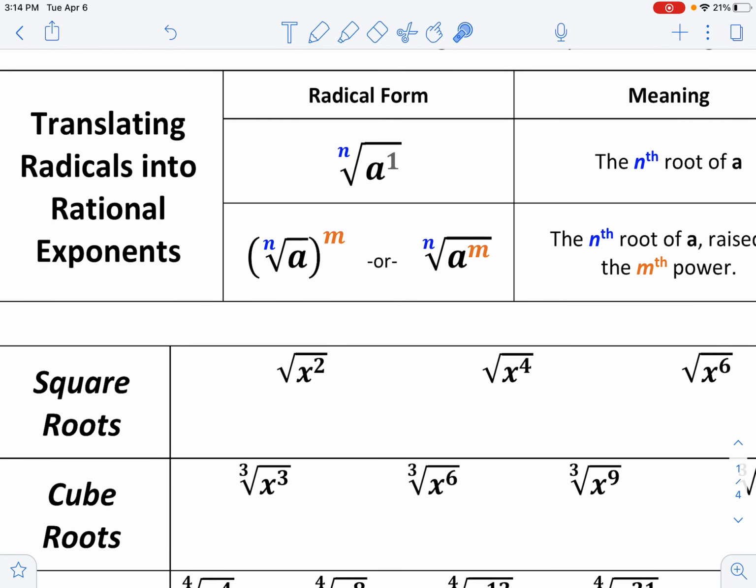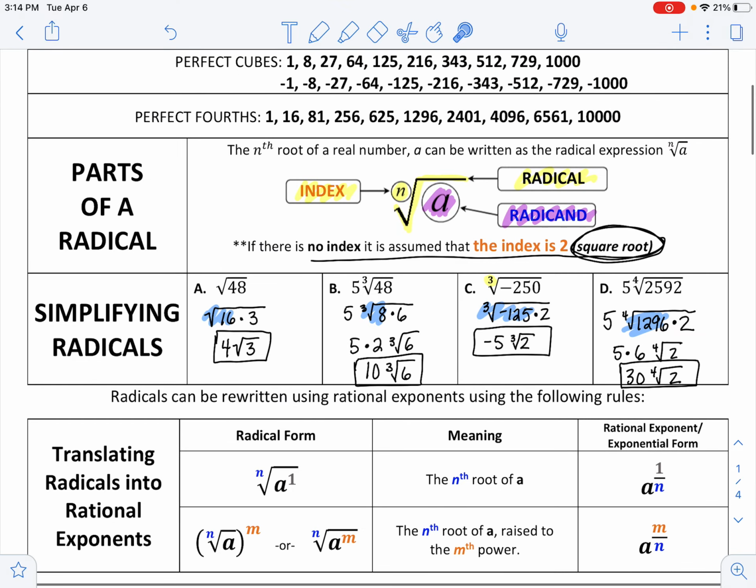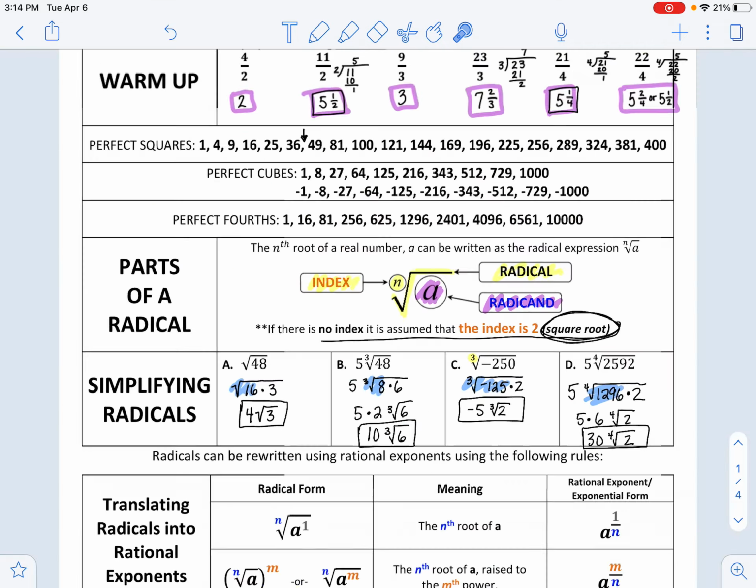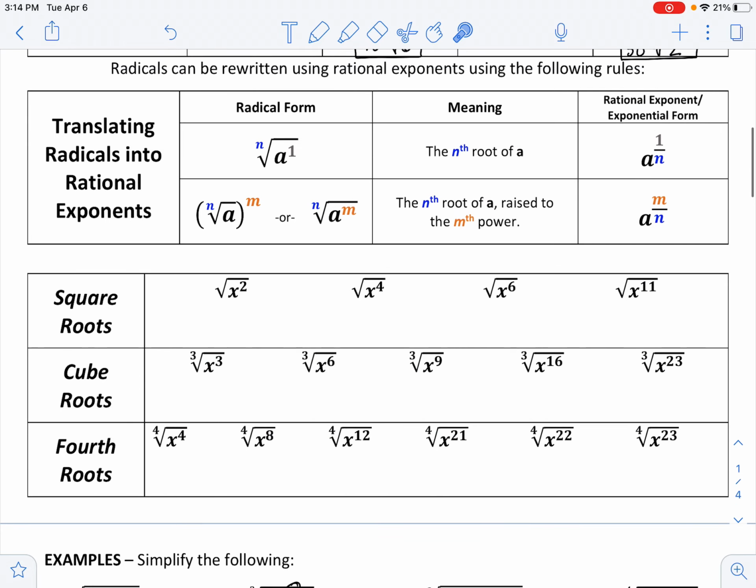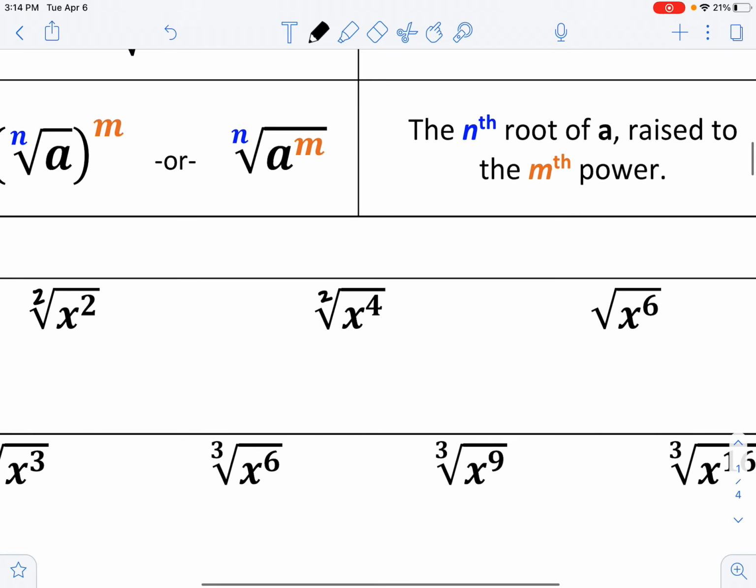So using that idea to simplify, and remember, if there's no index, we wrote right here, if there's no index, the index is 2. It's the square root, okay? So just for how we're practicing this fractional exponents idea, let's go ahead and put our 2's in anyways, just to make this more clear.